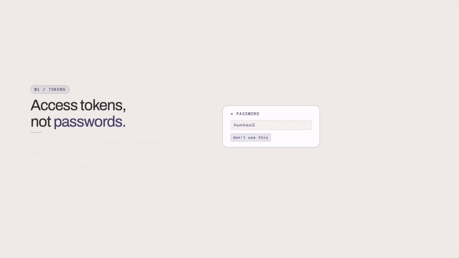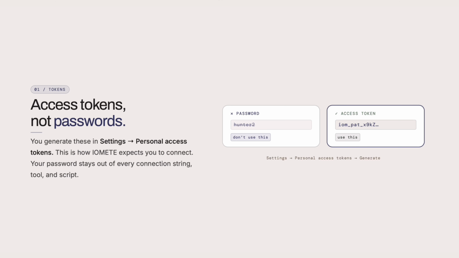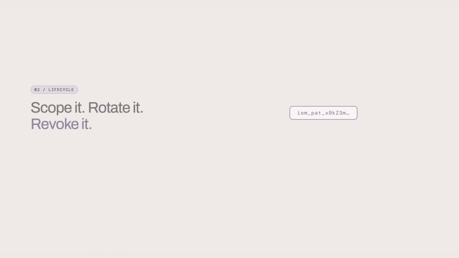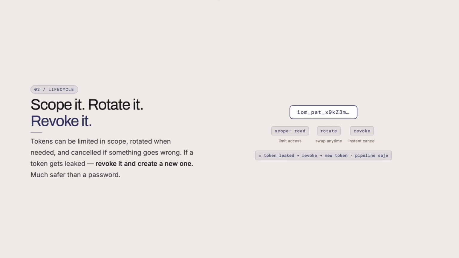Now, authentication. 4 things to know. Number 1, use access tokens, not passwords. You generate these in settings under personal access tokens. That is how IOMeet expects you to connect. Number 2, tokens can be limited in scope, rotated when needed, and cancelled if something goes wrong. If a token gets leaked, you revoke it and create a new one, much safer than a password.